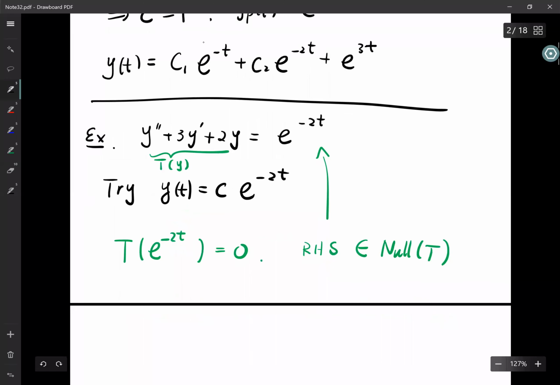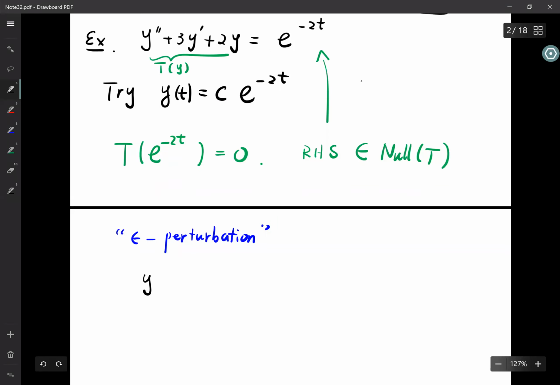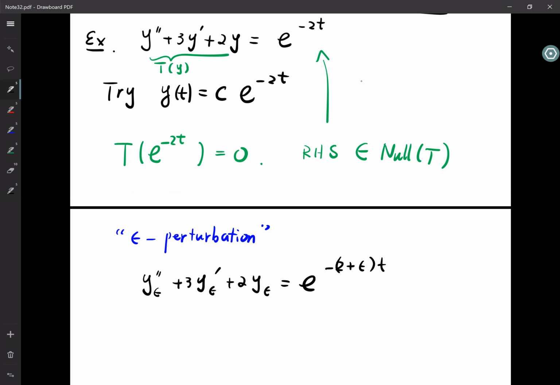We can make another educated guess, which is the approach taken in the book. But I want to say that we can still use this idea that I make an epsilon perturbation and see whether I can see anything that's useful. You don't necessarily need to know this method, but hopefully with this epsilon perturbation, it makes the so-called educated guess more natural to you. The idea of the epsilon perturbation is I look at a slightly different problem: T(y epsilon) equals exponential minus (2 plus epsilon)t. I can choose other forms of the perturbation as well, but let me say I choose this.